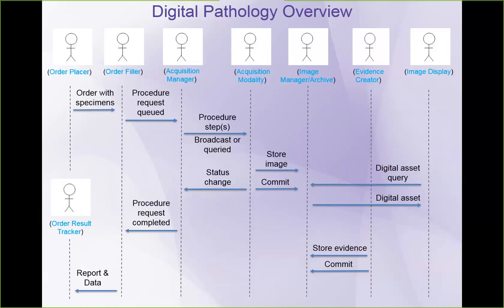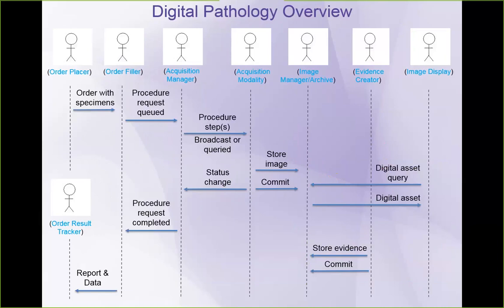And acquisition requests, individual procedure steps, are broadcast to these scanners, which will then scan the image and store the image in an image archive of some kind of storage. As part of that digital pipeline, there might be various analyses that are performed on those images, such as counting cells, and that results in new evidence. And so we have an evidence creator actor, which might then store data back into an archive, and or, of course, display information that's in the archive to the user for various types of interactions. And so the arrows flow both ways. Of course, this is at a very high level.